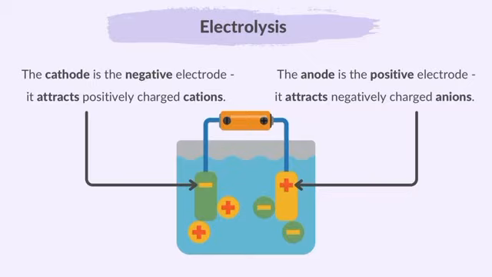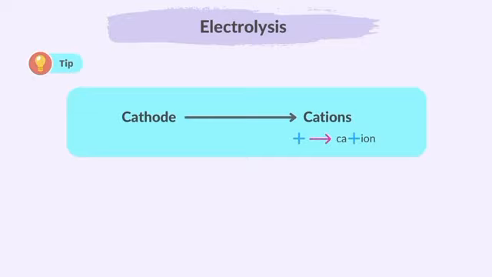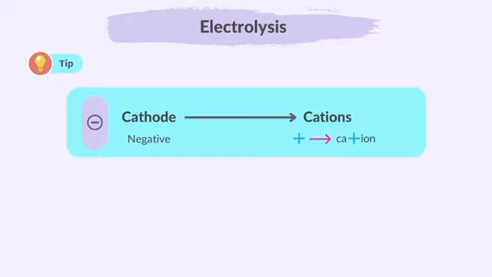Here's a tip to remember which electrode is positive and which is negative. A cathode attracts cations. That's easy to remember since both start with a "cat". We already learned that a cation is a positively charged ion. You can imagine the T in "cations" as a positive sign. Remember again, opposite charges attract each other, so if a cathode attracts positive ions, then it must be negative. Likewise, an anode attracts anions.